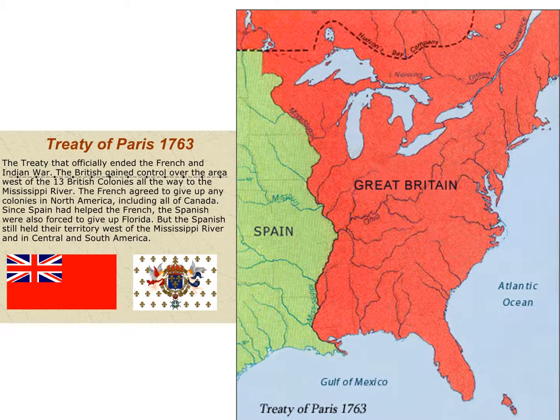The French and Indian War ended in 1763 with the Treaty of Paris. By the way, the Treaty of Paris of 1763 is often confused with the Treaty of Paris that ended the American Revolution, 1783. Don't make that mistake. But this Treaty of Paris, 1763, completely removed the French from the New World. The British got all of the former New French lands all the way out to the Mississippi, and that includes the French territories in Canada.